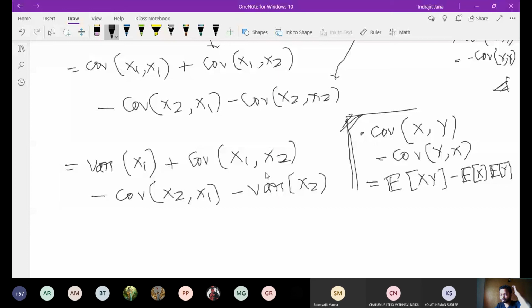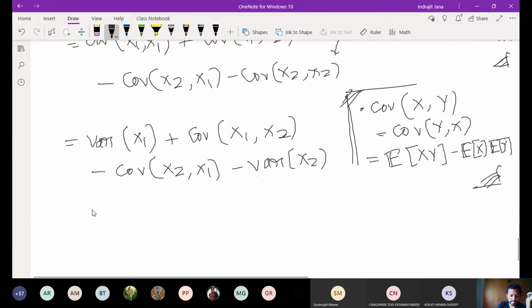If you look at covariance of yx, what do you see? You'll see covariance of yx is expectation of yx minus expectation of y times expectation of x. Same thing, right? So 2 times 3 is the same as 3 times 2. So there is no difference. Covariance of xy is the same as covariance of yx. Because of that, covariance of x1 x2 is the same as covariance of x2 x1, and they have a negative sign that will cancel.